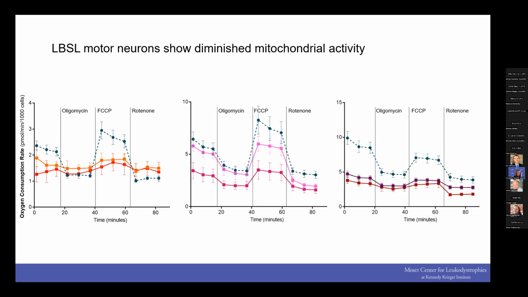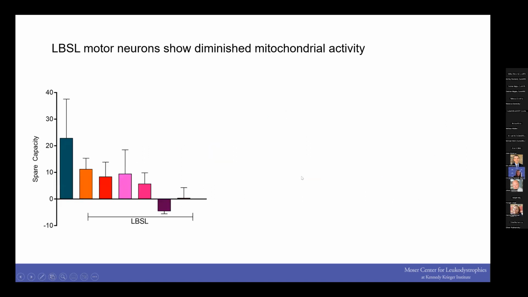And what we see across several different patient neurons is a blunted response to all of these different stressors in the assay. Some patients, or some cell lines, are better than others in terms of having some response for the max respiration. But when we quantify this in total, we see that the spare capacity is really reduced compared to the control cells, and in some cases, unfortunately, almost non-existent.